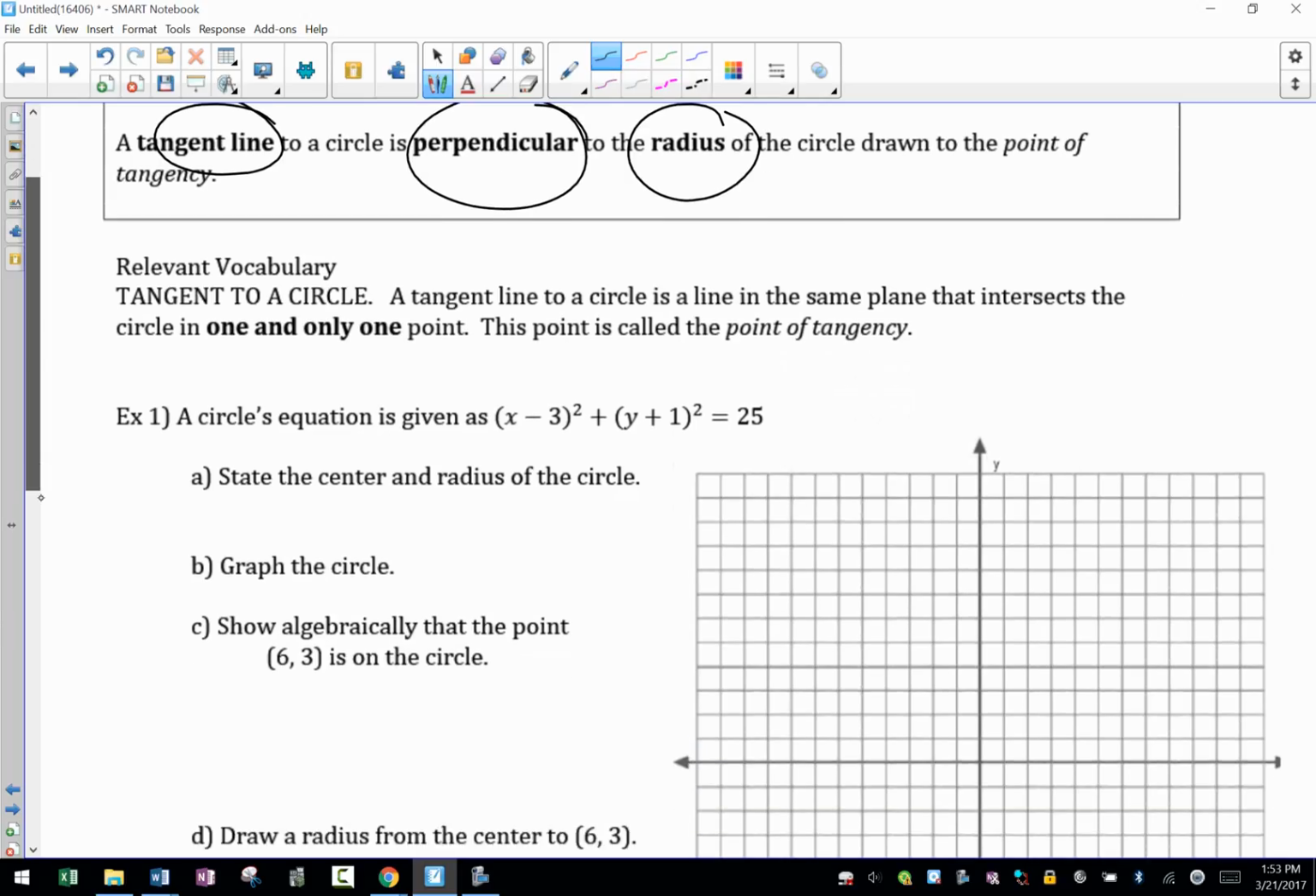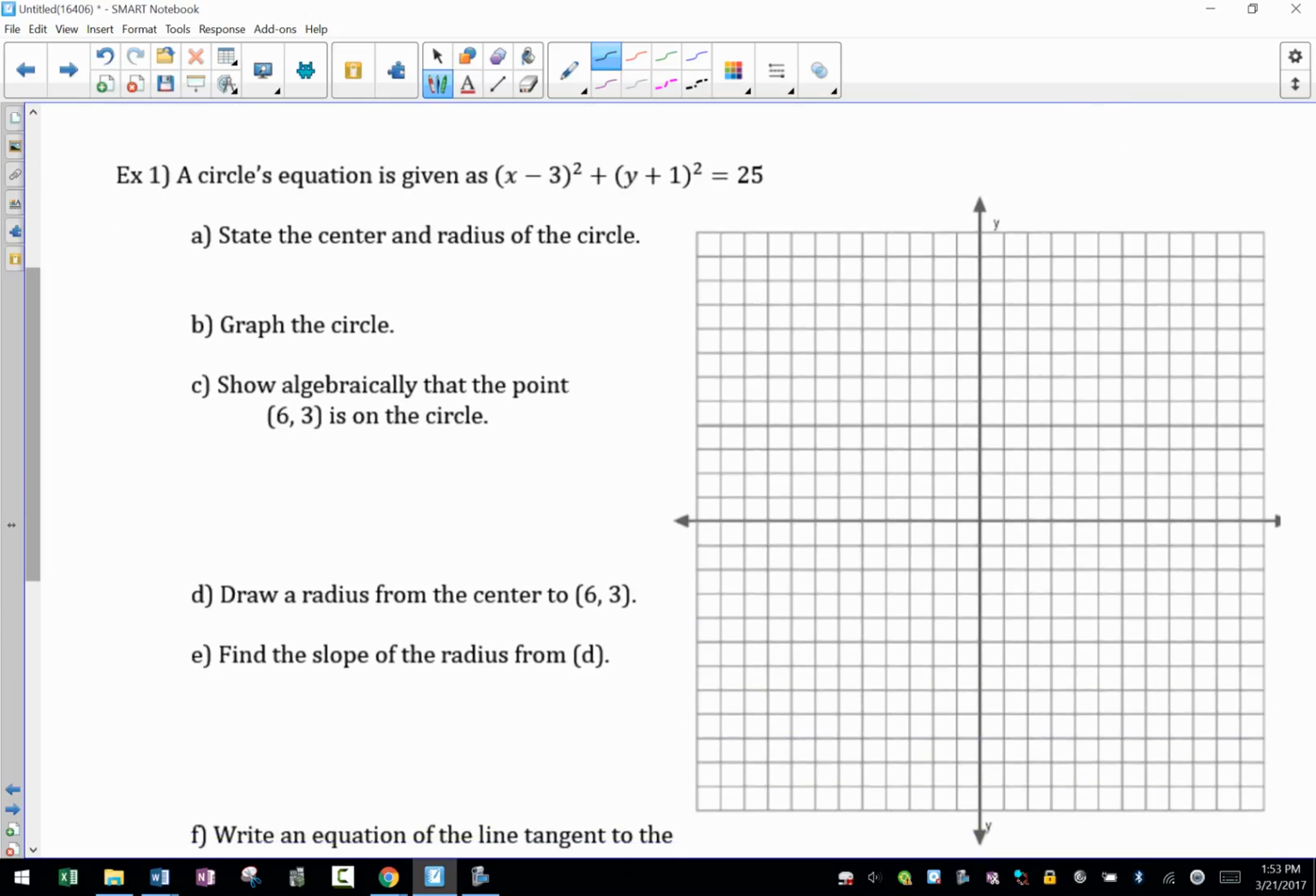So if I want to come over here and do it again, we're going to start now with this equation. So my center is 3, negative 1, because I have a minus 3 and a plus 1, so I make it a positive 3 and negative 1. And my radius is 5. So 3, negative 1 with a radius of 5.